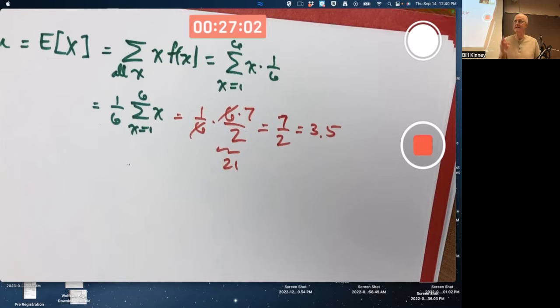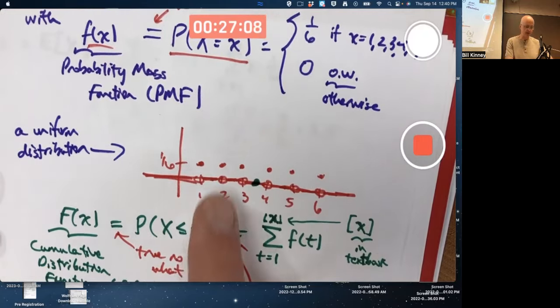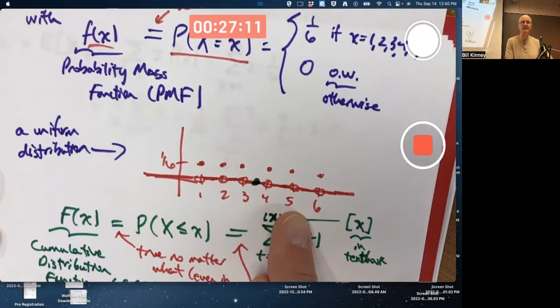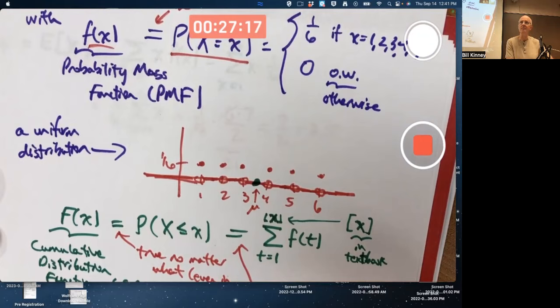The mean is a measure of central tendency. And since the distribution is uniform, these probabilities are uniformly spread across these 6 numbers that are equally spaced. It makes sense that the mean is right there in the middle.